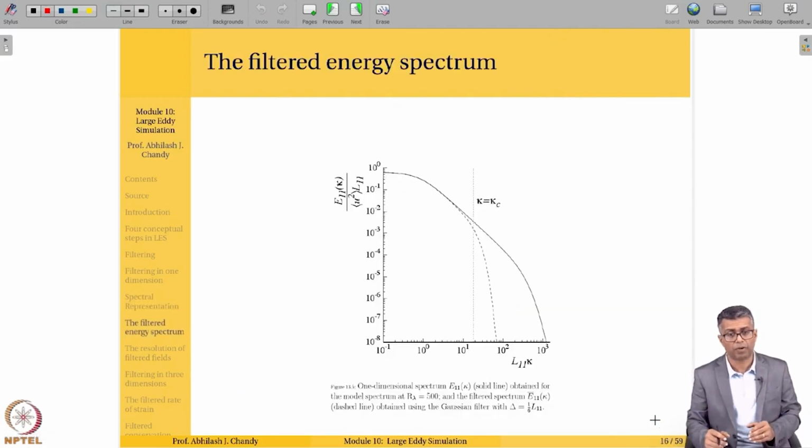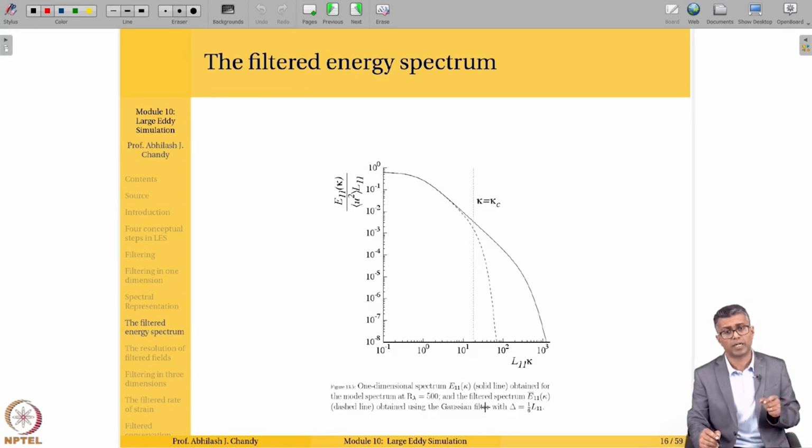Now here is an example. What I have shown here is a 1D spectrum. We are going to be discussing the filtered energy spectrum. What I have shown here is a 1D spectra E11 of kappa, which is like a longitudinal spectra in isotropic turbulence, and it is normalized with the kinetic energy and the integral length scale. So U squared average multiplied by L11, that's on the y-axis. On the x-axis, I have wave number, obviously normalized, so it's multiplied with the longitudinal integral length scale.